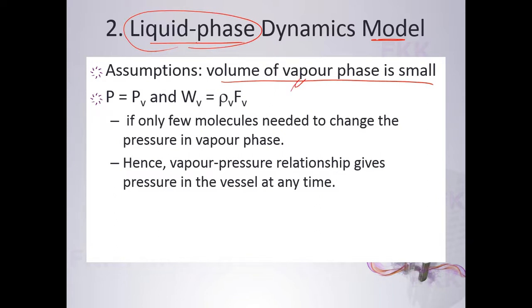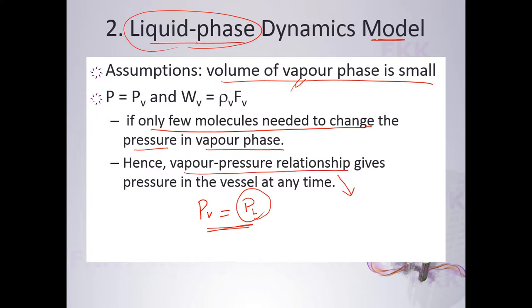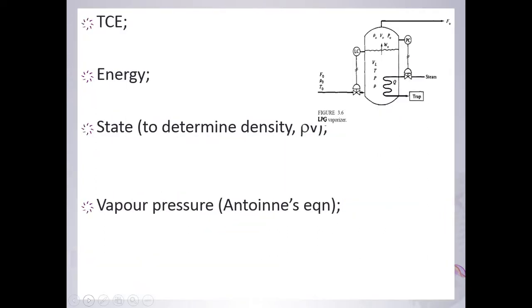In this case, if only a few molecules are needed to change the pressure in the vapor phase, then the pressure of the vapor phase is equal to the vapor pressure of the liquid phase. Once you make this assumption, in order to calculate the pressure of the liquid phase, you can use the Antoine's equation. Remember this. Next, from here we can develop the TCE for the system, and remember the TCE is only for the liquid phase.